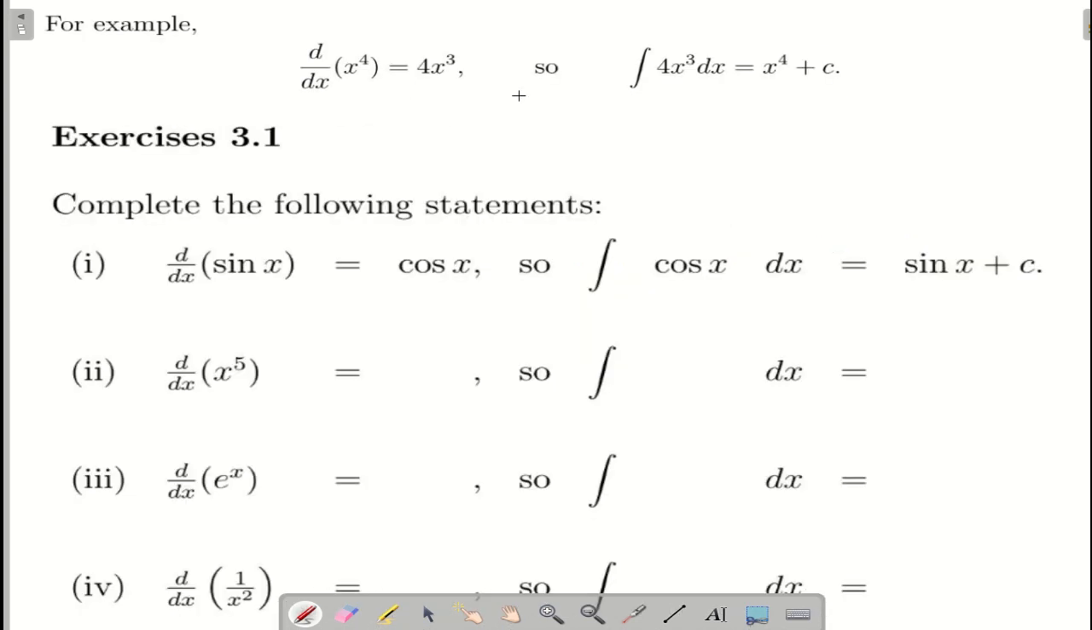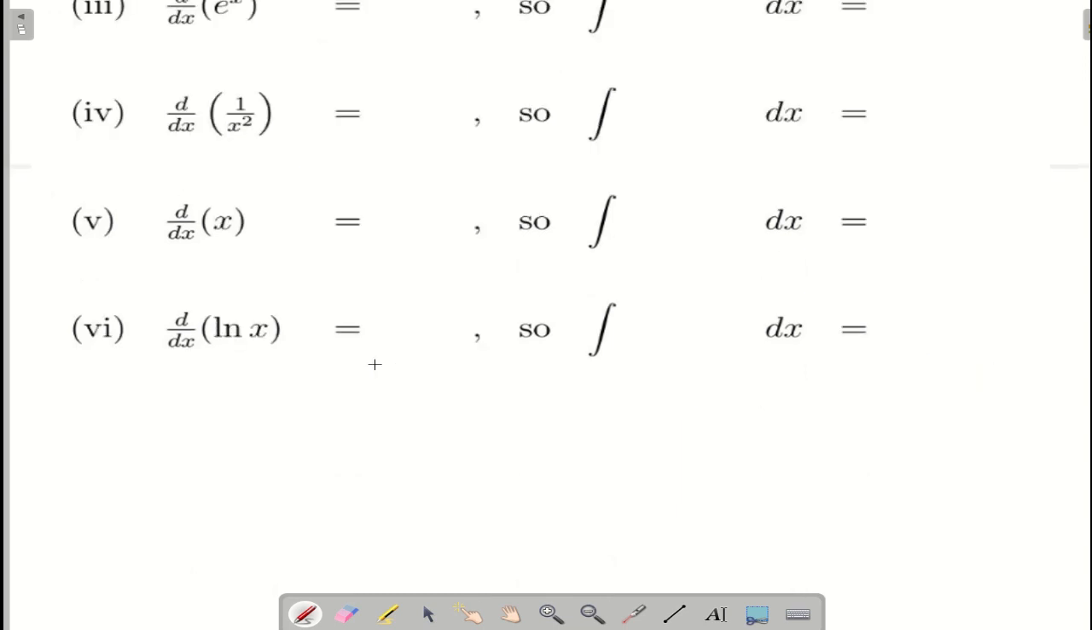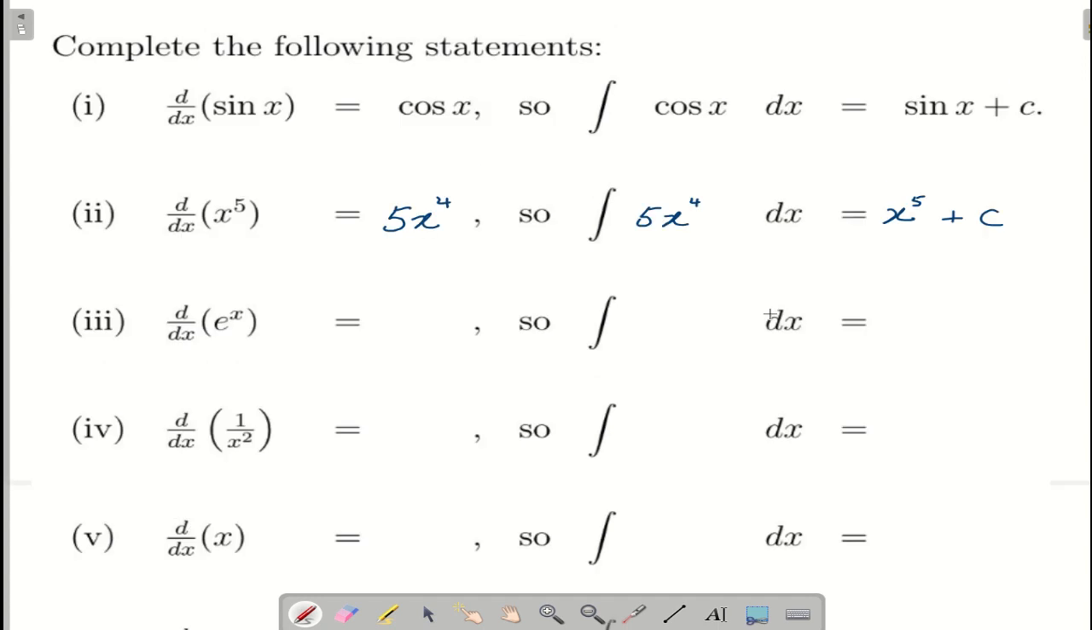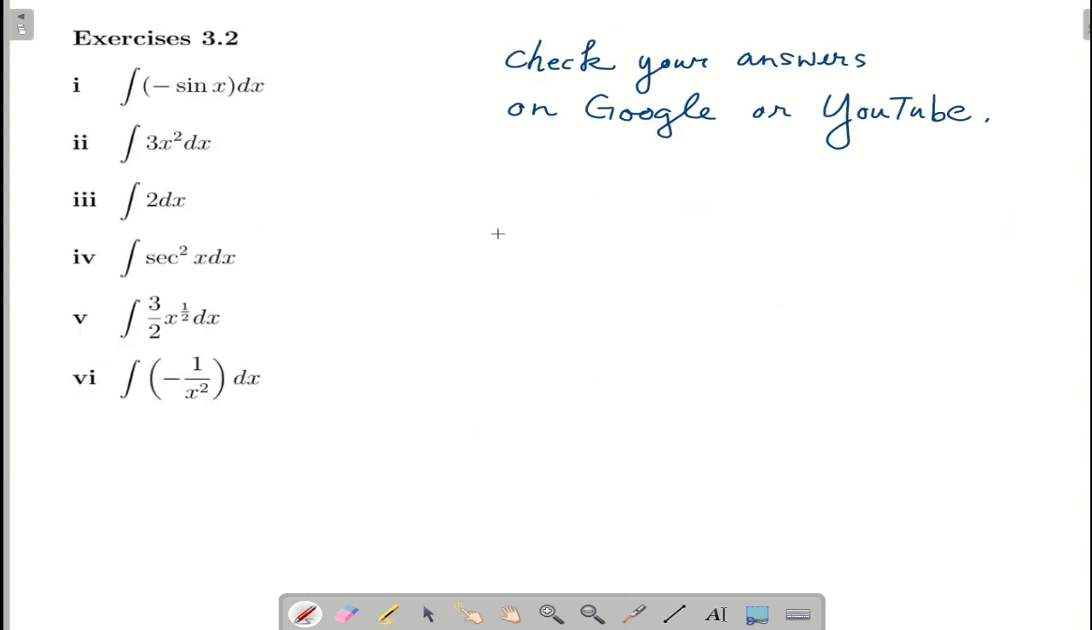Now try some examples. For example, if you take the derivative of x to the power of 5, you get 5x to the power of 4. And if you integrate 5x to the power of 4, you have x to the power of 5, and don't forget plus c. C is a constant. So you can go through this exercise and check your answer on Google or YouTube. Also this exercise as well, I will just do one question for you.